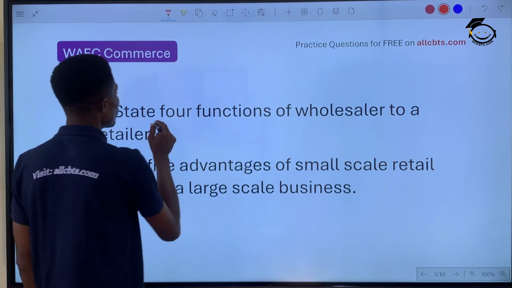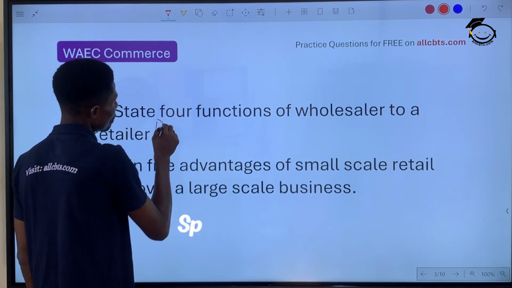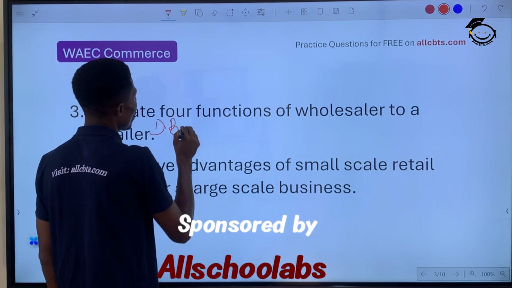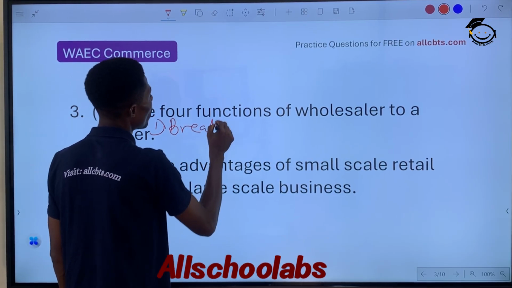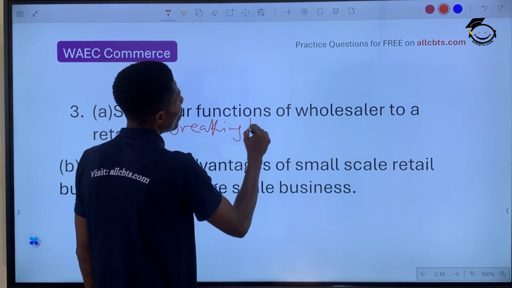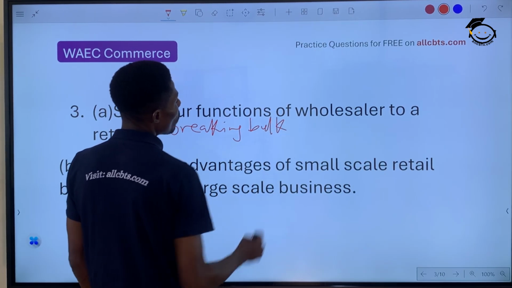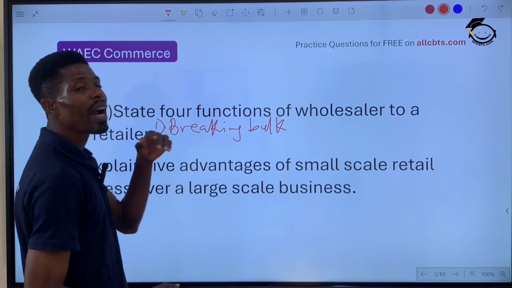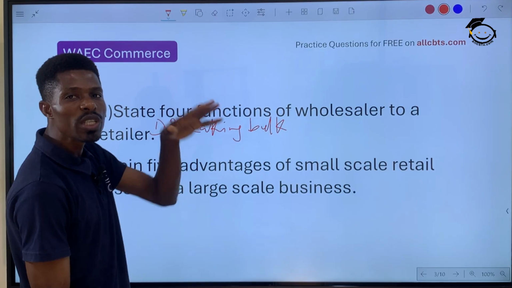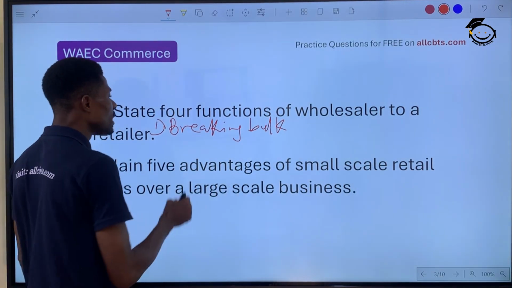So what are the 4 functions? The first function here is breaking bulk. What does this mean? The wholesaler will divide the bulky goods into smaller quantities and give it to the retailer.